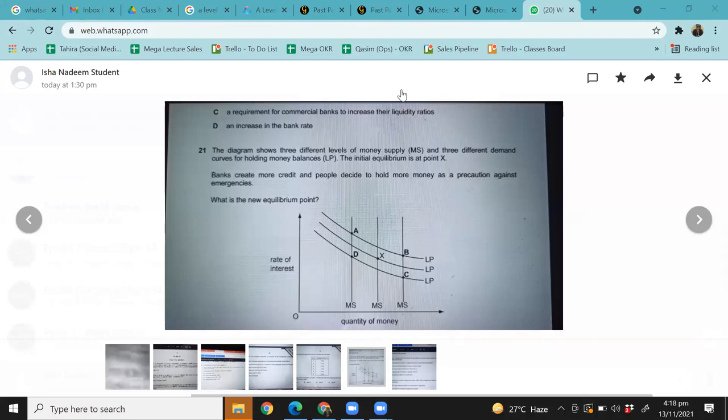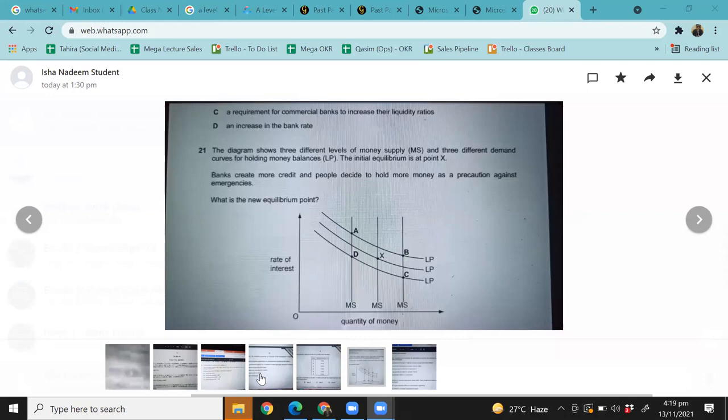Isha, think about this. When banks are creating more credit, that means they're issuing loans. Oh, so you're thinking of money as cash? I did tell you that money also includes loans. Money supply in the modern economy also includes the loans that banks are creating. So if banks are giving more loans to people, that will increase the money supply. When money supply increases, it shifts to the right. We know that, right? And the demand for money is increasing because now people are holding more money for the precautionary motive.